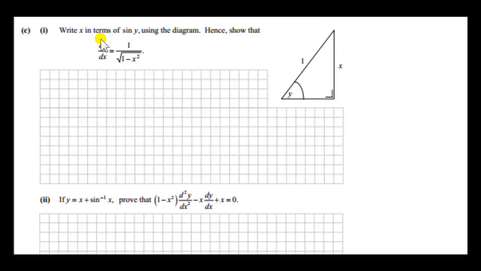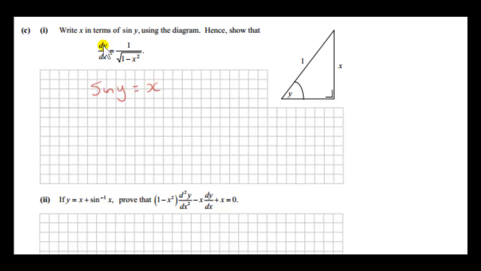Okay, using this diagram here, we are going to write x in terms of sine of y. So y is the angle. That's straightforward. We can see that in this right angle triangle, x is the side opposite y, and 1 is the length of the hypotenuse. So sine of y is opposite over hypotenuse. Sine of y equals x over 1, which is x.